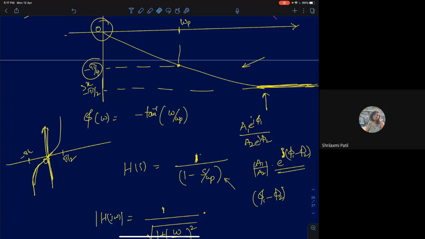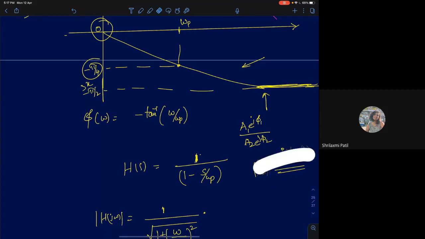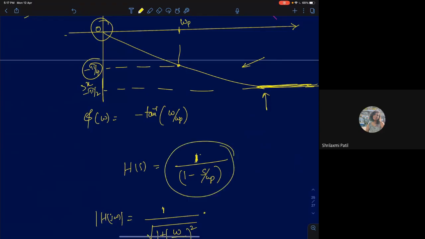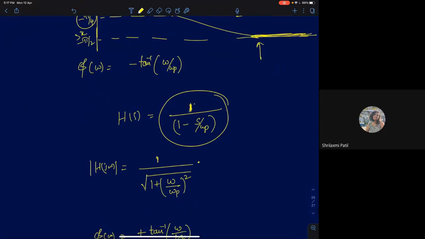Now we have drawn the phase response for a single pole system. Why is phase response important? I'll take an example and show you that there are two functions with the same magnitude response but different phase responses. So let's take a function of this type, H(s) = 1/(1 - s/ωp). What is the magnitude response here? If you just substitute s = jω, 1/(1 - jω/ωp), this is a system.